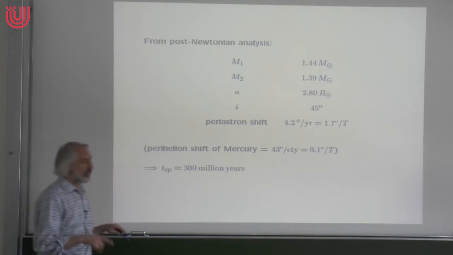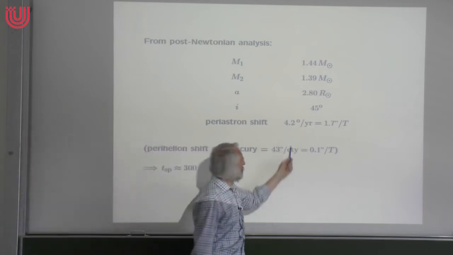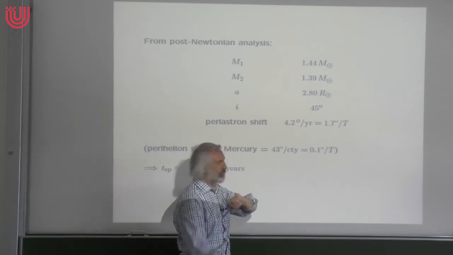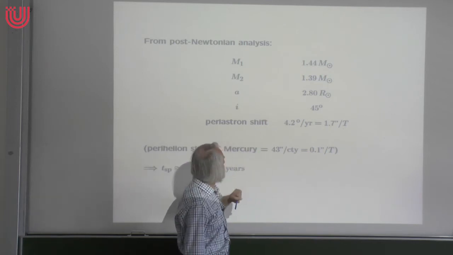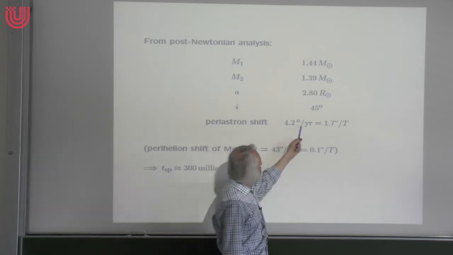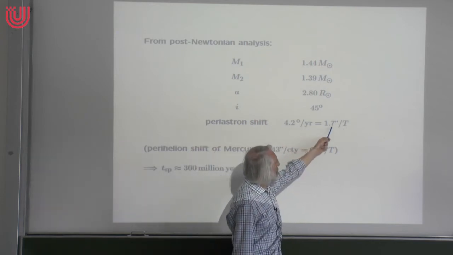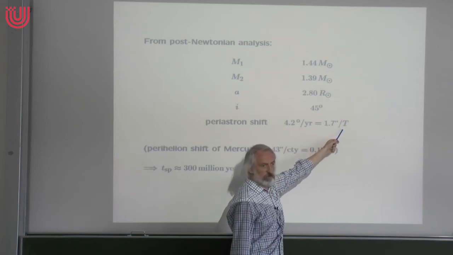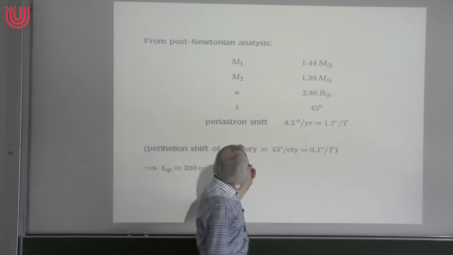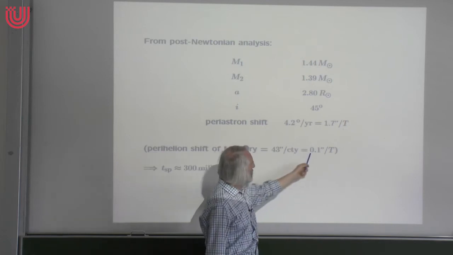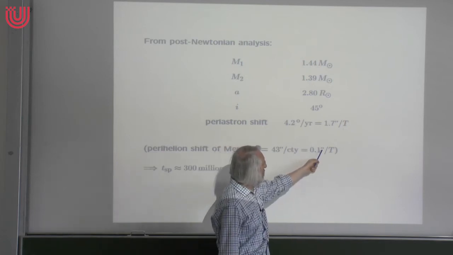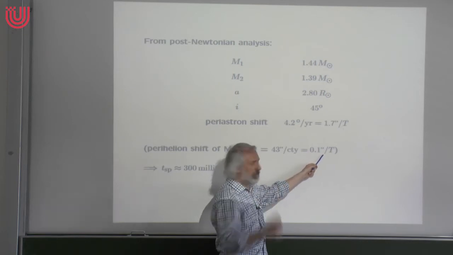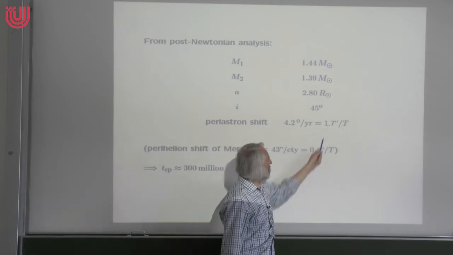But if you refer it not to a year or a century, but rather to a period of the system, then you see that the two things are not so much different. Actually, 4.2 degrees per year means 1.7 arcseconds per period. The period is only 7 hours. And if you do the same calculation for Mercury, you find that it is 0.1 arcseconds per period. The period is 88 days for Mercury. So you see, this is not very much different.